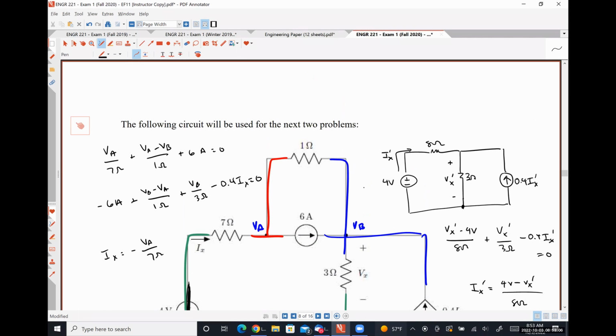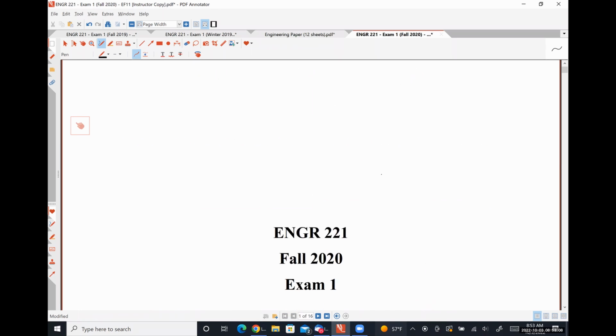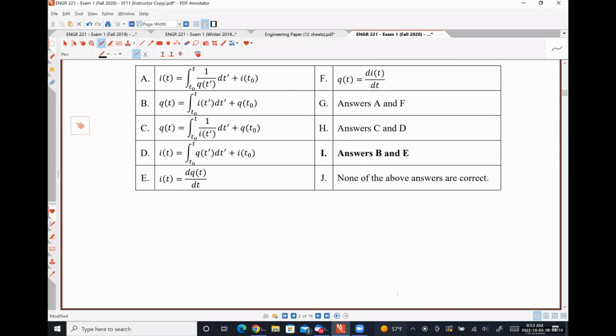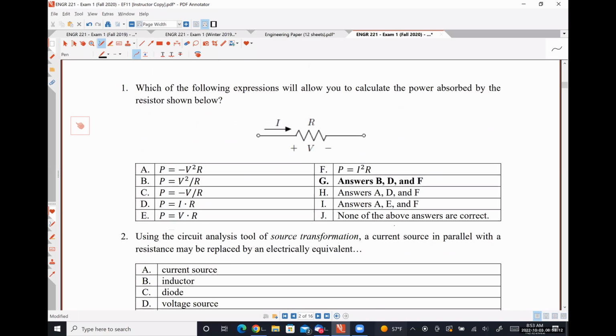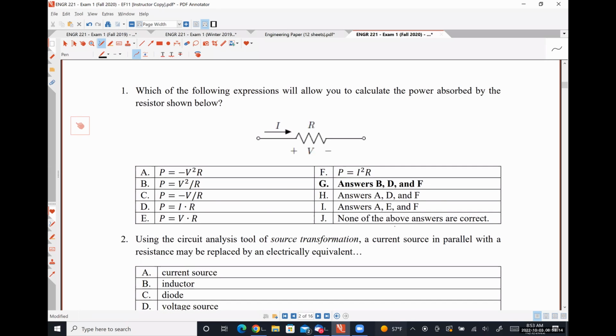Probably. I think I copy and pasted and didn't do so. So yeah, number 1, the answers here should be I squared R. It should be V squared over R. And then it should be I times V. And I times V doesn't actually show up. I have I times R, which is not correct. So yeah, there is an error there.